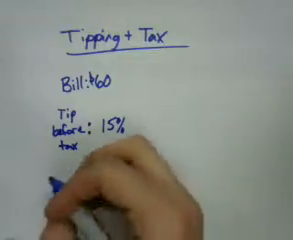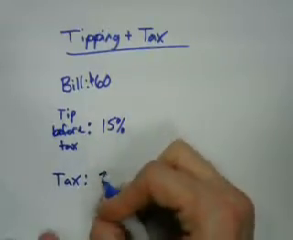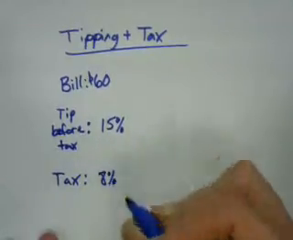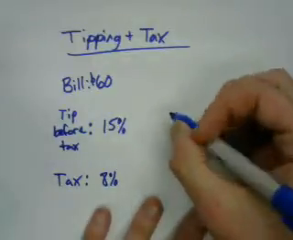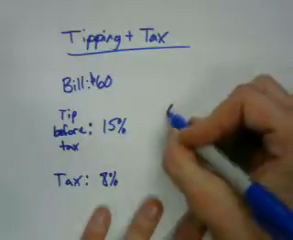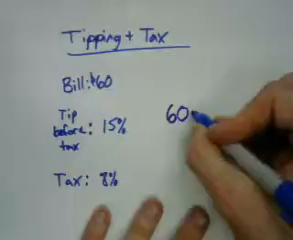And then let's say the tax in our area, in our county, is 8%, which is usually about the percentage if you go to the store, if you go to a restaurant. So here we go. We have a bill of $60, a tip calculated before the tax of 15%, and we have tax of 8%. So let's find our total cost. So I have my bill of $60, that's my base. That is what I am going to be affecting.